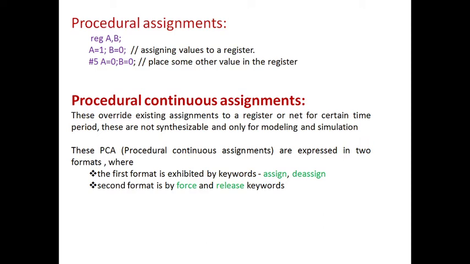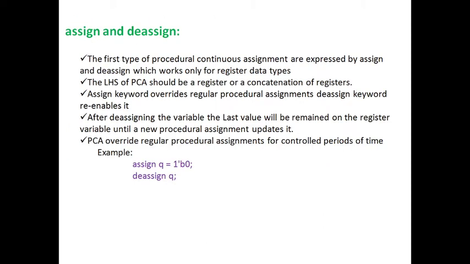Let us discuss the first type of procedural continuous assignment, that is with the help of assign and deassign keywords. You can see here assign q equal to 1-bit binary 0, and deassign q. So assign and deassign here stand for the keywords that we use in procedural continuous assignments. There are certain characteristics in this PCA.